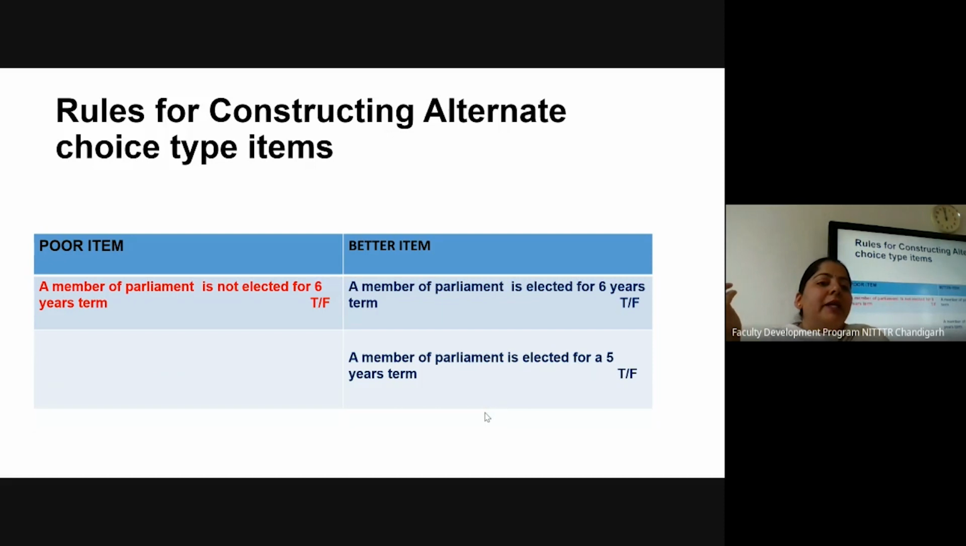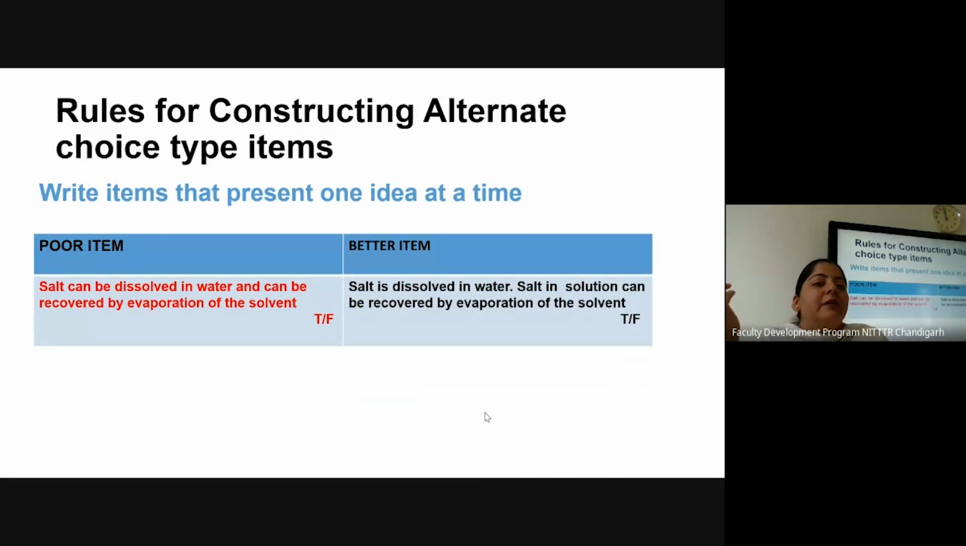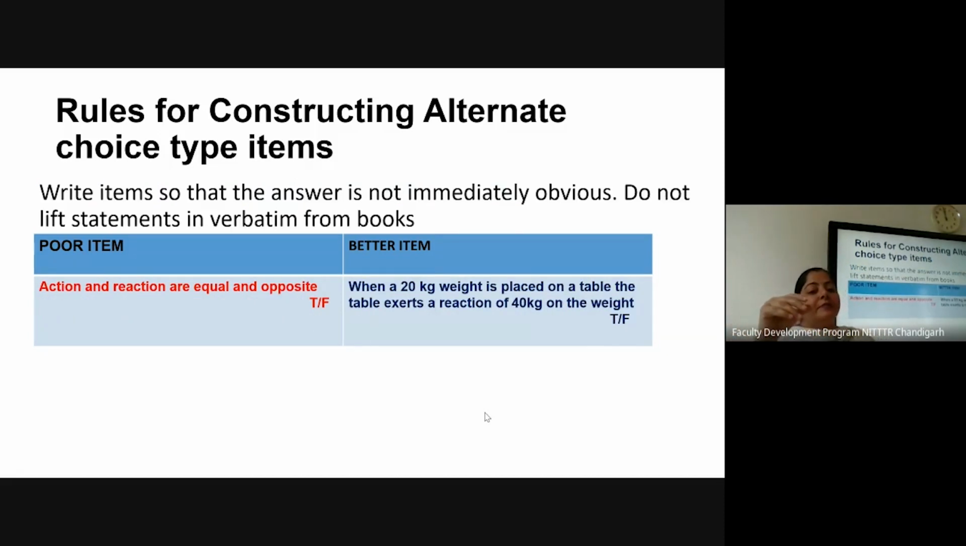"A member of parliament is not elected for 6-year terms." becomes "A member of parliament is elected for 6-year terms." Write items that present one idea at a time. "Salt can be dissolved in water and can be recovered by evaporation of solvent." This can be split into "Salt is dissolved in water." and "Salt in solution can be recovered by evaporation of the solvent." So this is how the teacher is going to write different statements.